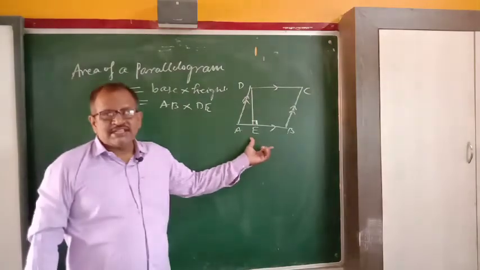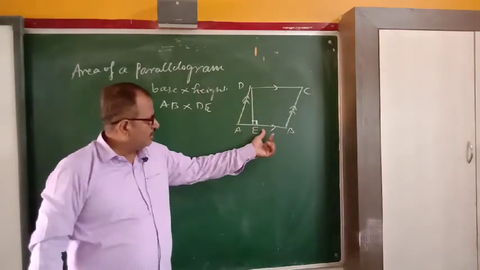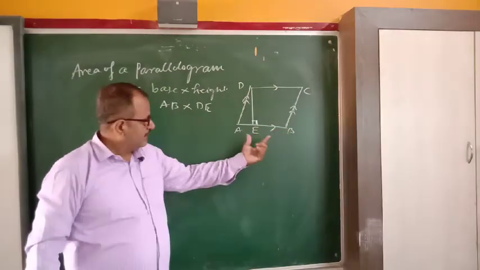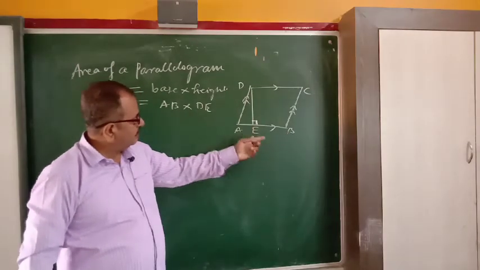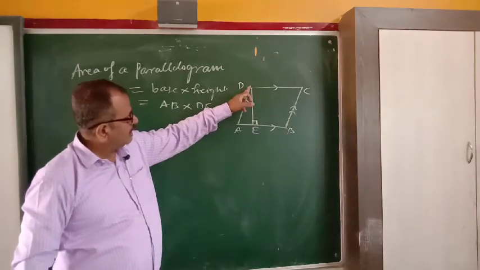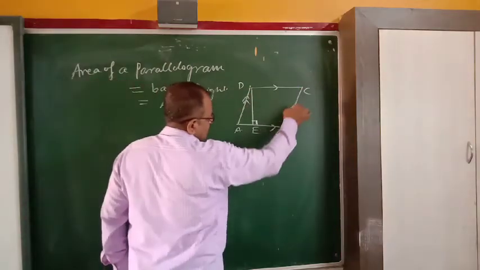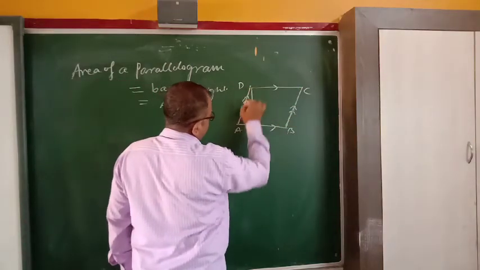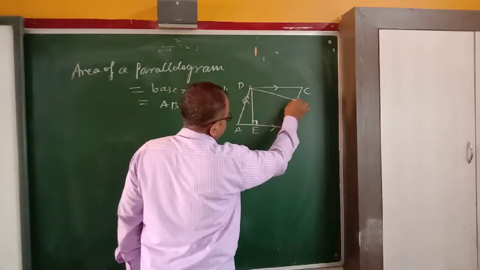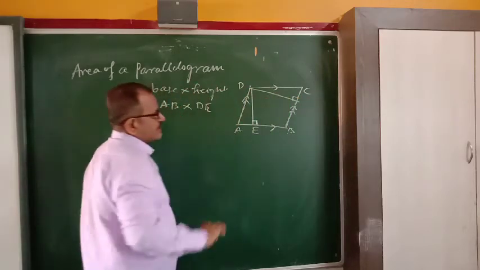We can take any side as the base, either the longer side or the shorter side. If we take AB as the base, we have to take the height from the opposite side DC. If we take BC as the base, we will take the height from the opposite side AD, that is this much. So any side may be the base.